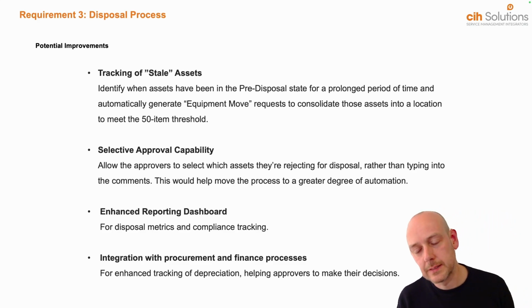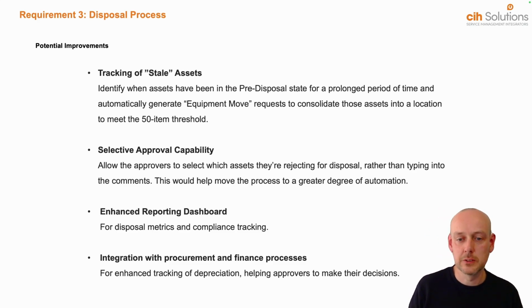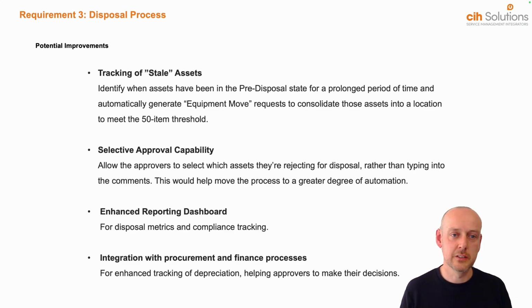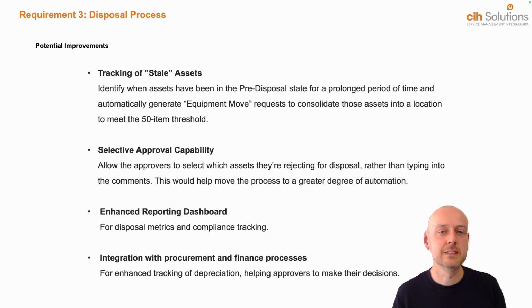The approval capability, now the current approvers have to approve en masse or not at all. It would be great to allow them to pick and choose which items they weren't happy with the disposal. Reporting dashboard, always, it would be great to use the data that's being generated to reflect the disposal metrics and just show compliance with the policies that they have. And then, of course, integration with the finance processes, bringing in the depreciation information and that helps the approvers make those decisions.